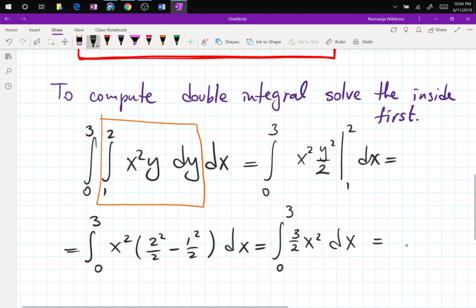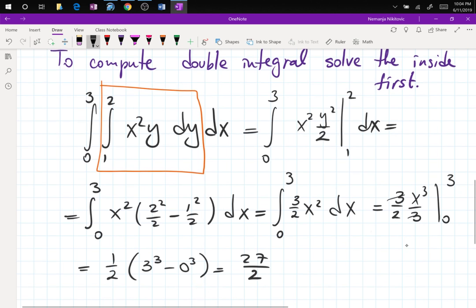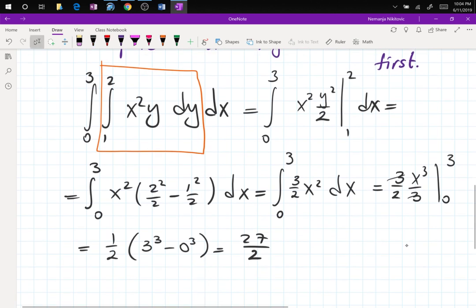dx. Now you can kick these 3 halves outside, and the integral of this is x cubed over 3, calculated from 0 to 3. 3 and 3 will cancel. You have 1 half, and in parentheses you have 3 cubed minus 0 cubed, which together is 27 over 2. So that's the way to compute double integrals. You compute the inner one, you compute the outer one, and then you just work out the arithmetic.